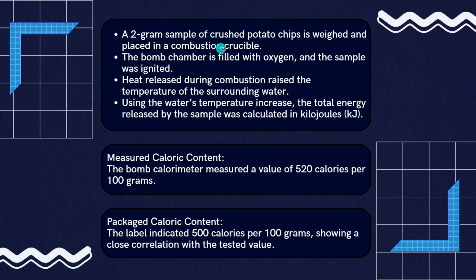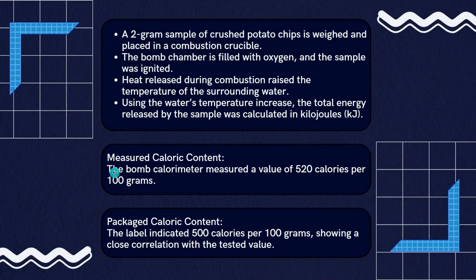A 2 gram sample of crushed potato chips is weighed and placed in the combustion crucible. The bomb chamber is filled with oxygen and the sample was ignited. Heat released during the combustion reached the temperature of the surrounding water. Under the water's temperature increase, the total energy released by the sample was calculated in kilojoules. So we get the results.